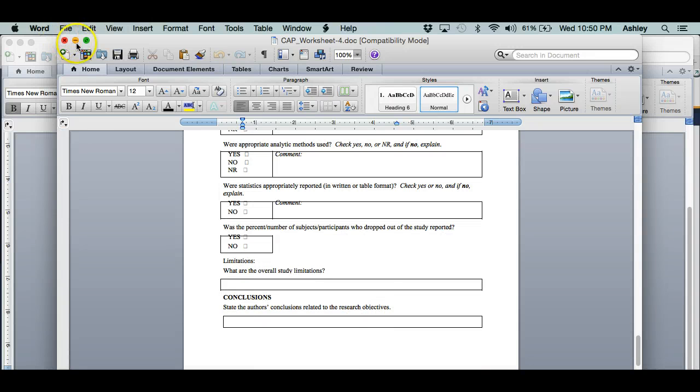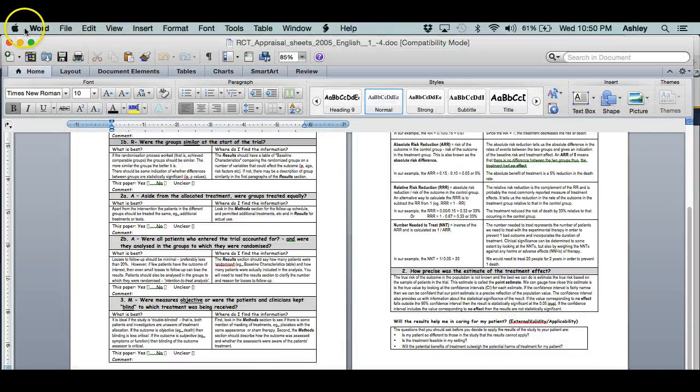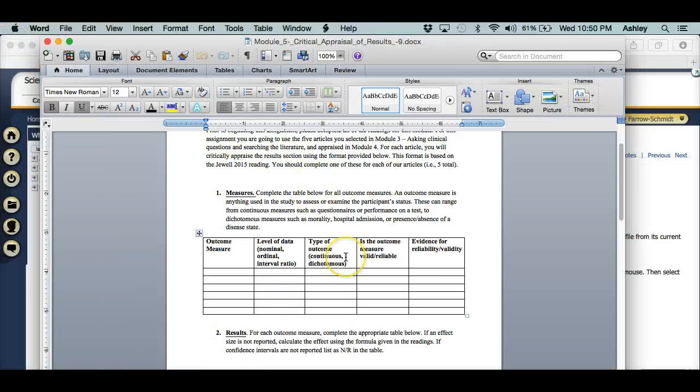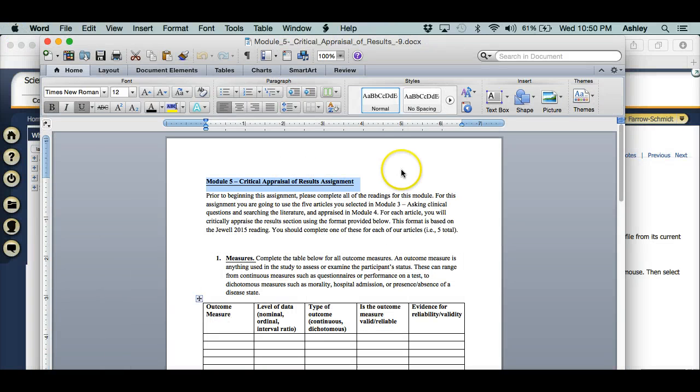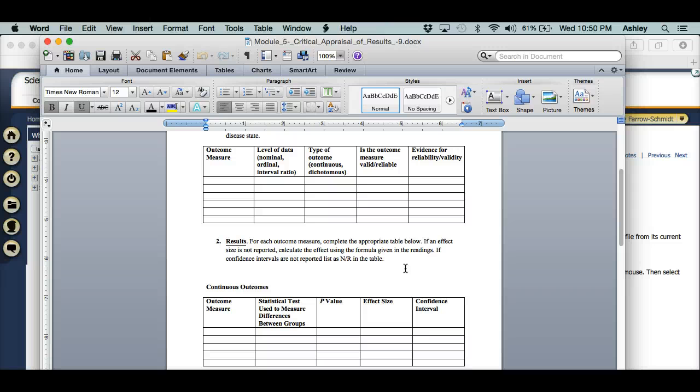So that's that. Now, let's go back to this CAP, or I'm sorry, this critical appraisal results assignment that I want you to turn in alongside with your CAP. Now, why am I having you do this? Because I want, again, to stress the importance of statistical analysis within research, and to make sure that you kind of have an idea how to connect the topics that we've talked about.